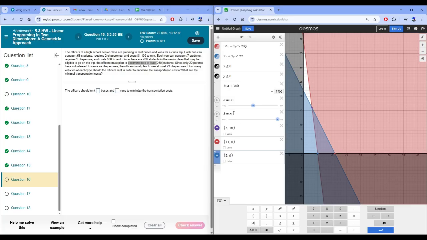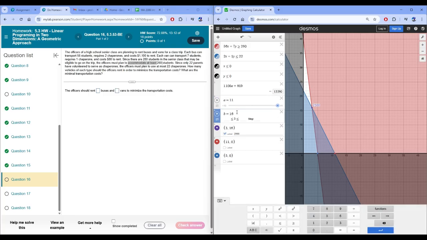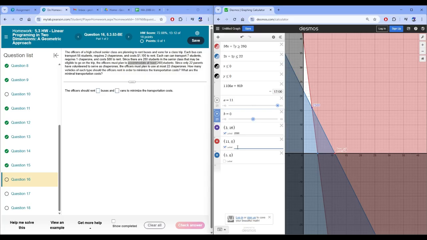Now, buses are X, which is going to be 1100. And vans are 80. And now we want to plug in 3, 16. And that's going to cost me 4580. And then we're going to plug in 11 0, and that's going to cost me 12100.